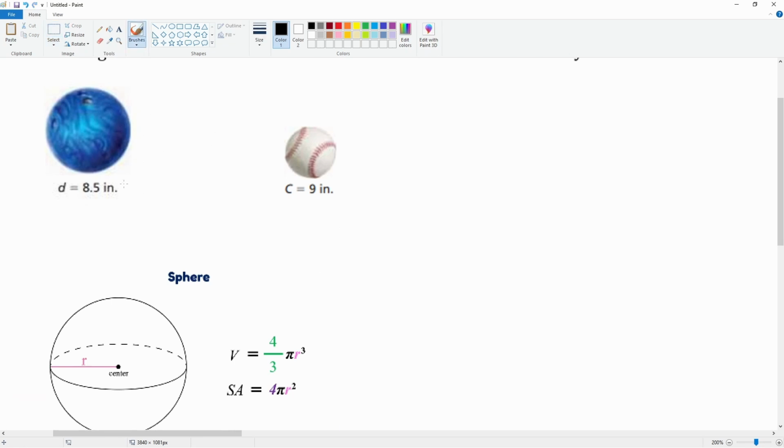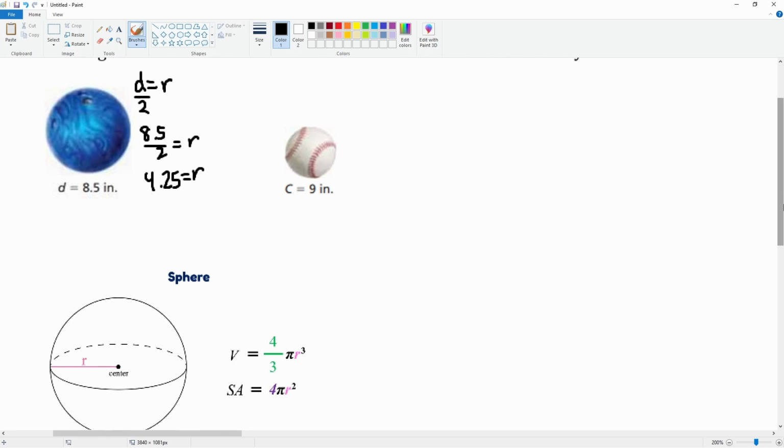You have the distance here, or the diameter, and we know that if you halve the diameter, that's going to get you the radius. So 8.5 divided by 2, that's going to get us r. r is equal to 8.5 divided by 2. That is 4.25 as the radius.